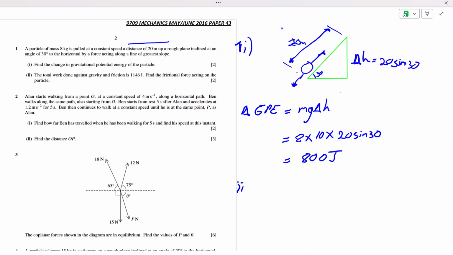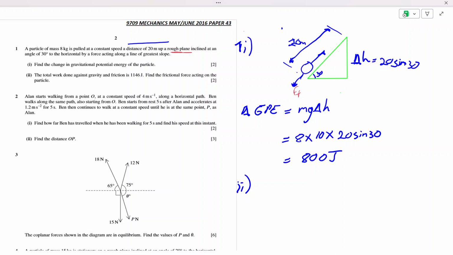And then part two says, the total work done against gravity and friction is 1146 joules, find the frictional force acting on the particle. Remember, we have a frictional force. If we go back to the diagram here, we have our frictional force acting downwards. Remember, friction always acts in a direction to oppose motion, since our particle is moving up the inclined plane, and it says it's rough. So we know that there's friction here because it says it's rough. So we're going to find the frictional force.